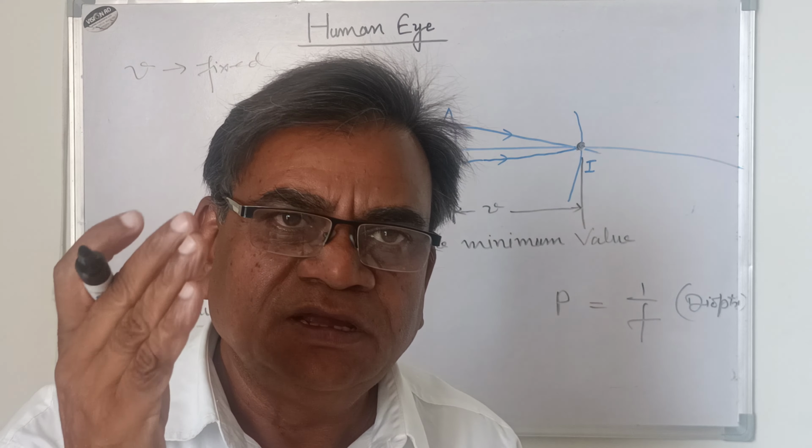If the object comes closer, if u becomes this, the distance u from the lens. If the value of u becomes less than 25 centimeter, then you cannot see the object clearly because the lens will be unable to reduce its focal length further. Because this is the limit of accommodation. Suppose this is the limiting value, u equal to 25 centimeter.